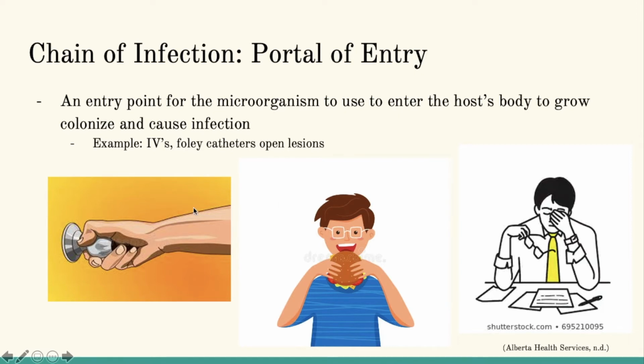Also, maybe the same thing: you grab a door handle, you don't wash your hands very well, or at all, and then you have a scratch and you rub your eyes or something. These are all portals of entry. Other examples are IVs, because they compromise skin integrity and provide a portal directly into the bloodstream of the patient. You also have Foley catheters or open lesions.